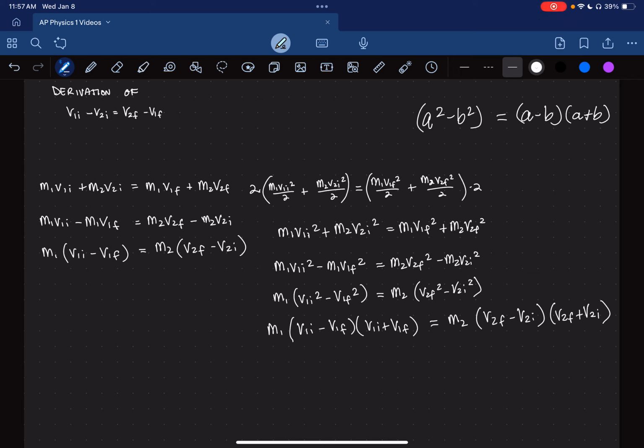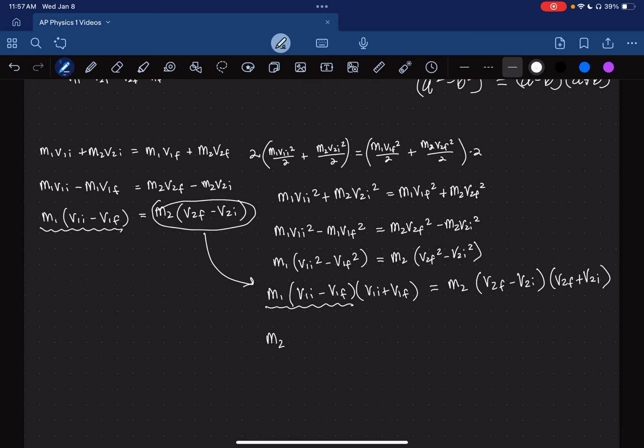Cool. And like we did today, and like we've done many times, when we have two equations, we're going to substitute one into the other. And look at this. Isn't that the same thing? And so we can substitute this right in there. We're going to replace that. So let's do that. This is m2 v2f minus v2i. Now we traded that for this, but we got to keep this one. It was left over.